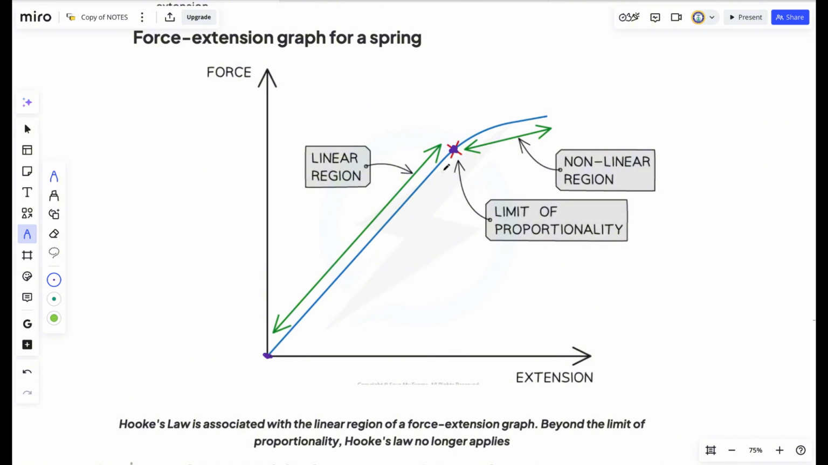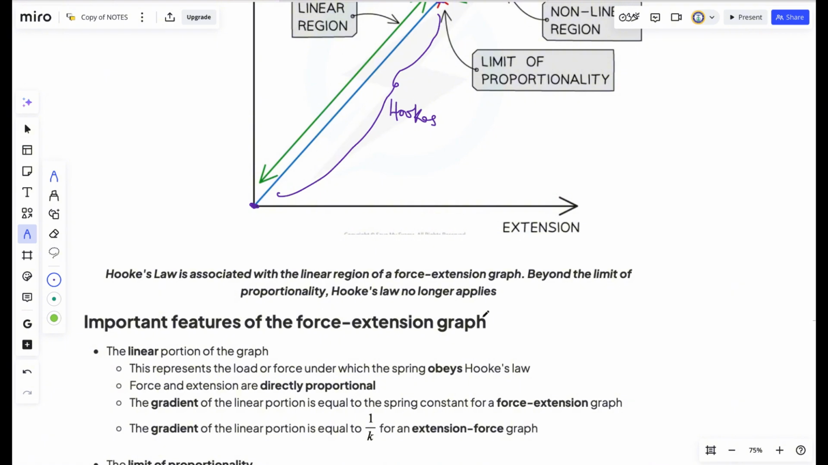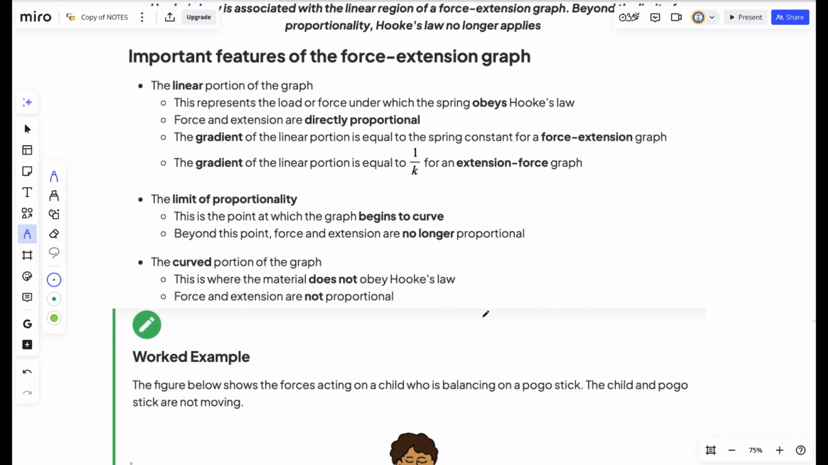So they can give you an exam and ask which region obeys Hooke's law from this graph. This whole region is where Hooke's law is being obeyed. Beyond here, Hooke's law is no longer being obeyed. So this is the graph that explains the Hooke's law concept.